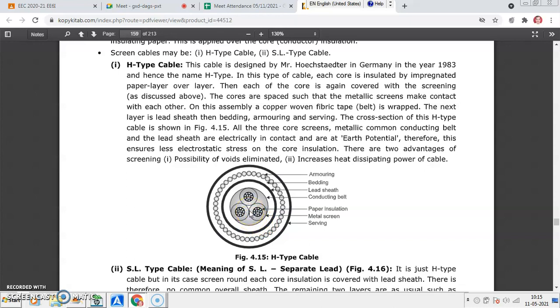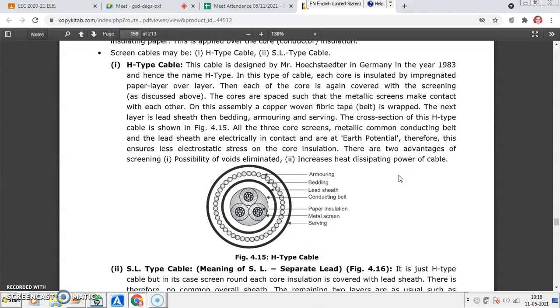They are at earth potential, meaning if you measure the insulation between, or if you say the voltage between earth and conductor, all these are at earth potential. So that is the screening that is done. That's why it is called a screened cable. There are two advantages of this screening: the possibility of voids is eliminated.